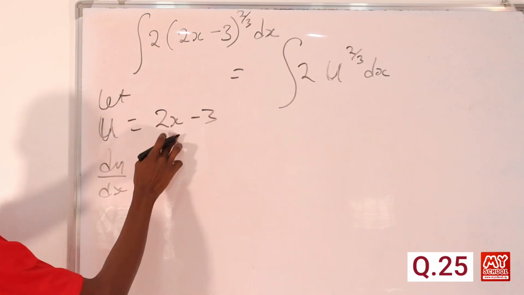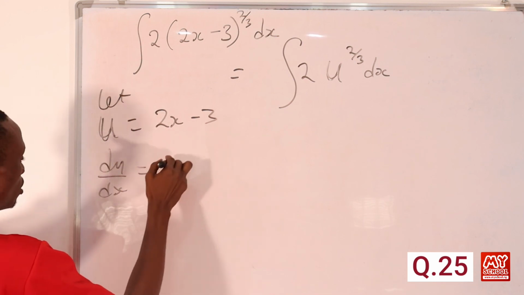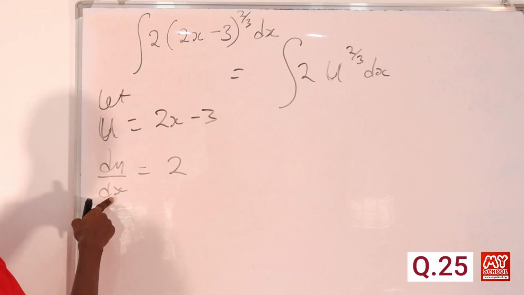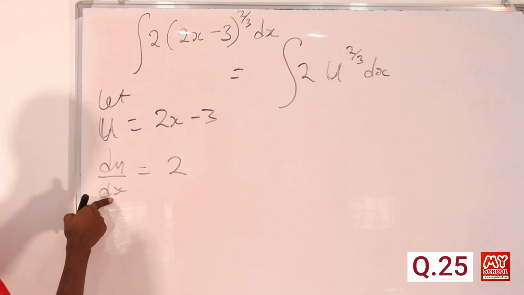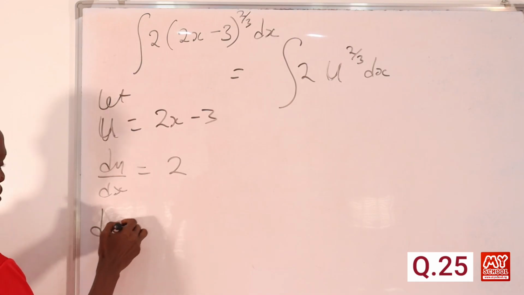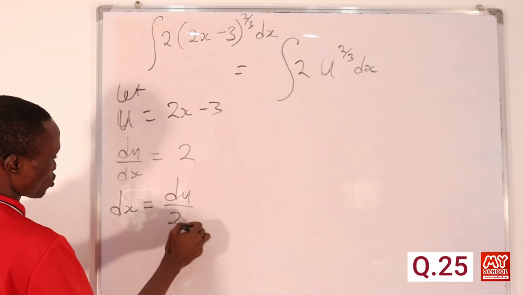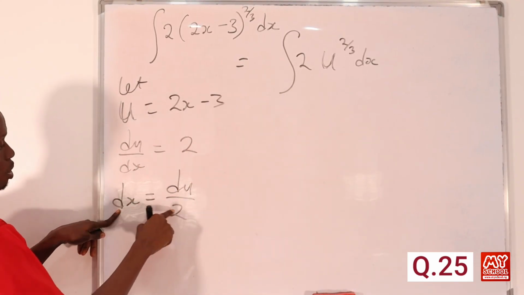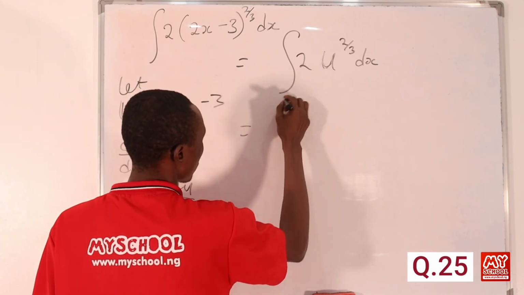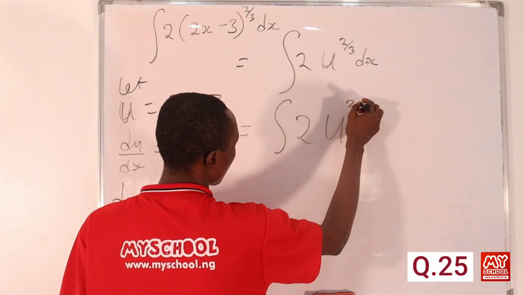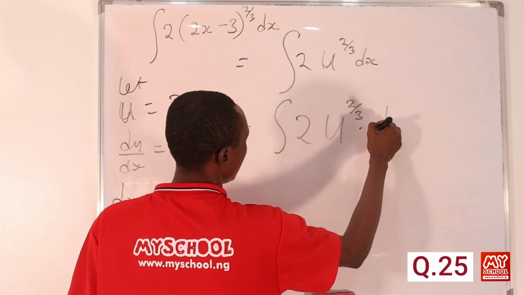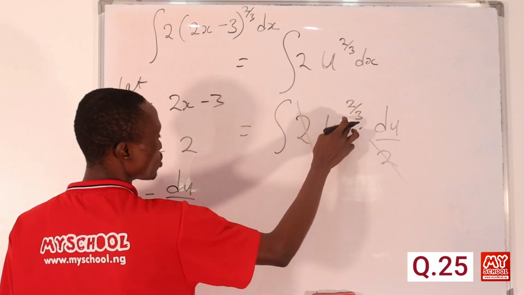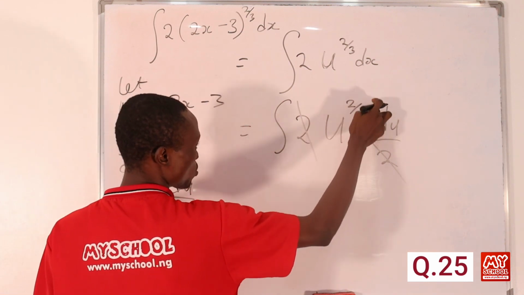So we differentiate u with respect to x, and we'll have du/dx equals 2. Now, since we are looking for dx, we simply make dx the subject of the formula by switching the position of the 2, so that dx equals du over 2. So anywhere we see dx in the question, we replace it with du over 2. So this equals the integral of 2u raised to power 2 over 3 times du all over 2. These 2s cancel out.